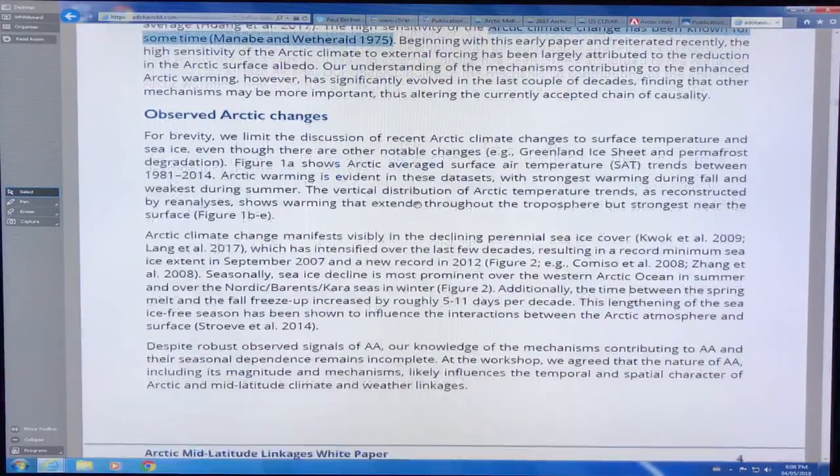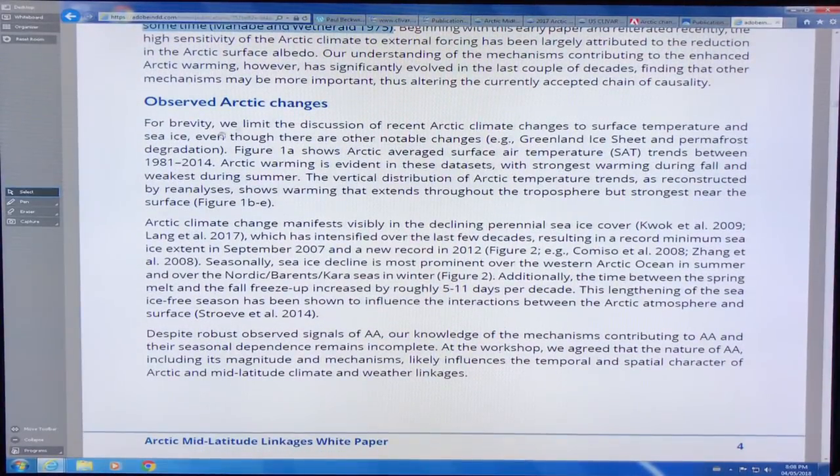Now this is crazy here. For brevity, we limit the discussion of recent Arctic changes to surface temperature and sea ice. That's it. There are other notable changes. Greenland: let's not worry about sea level rise from Greenland losing all its ice. Permafrost degradation: let's not talk about the permafrost degrading, methane going up, warming the Arctic. Crazy to ignore.